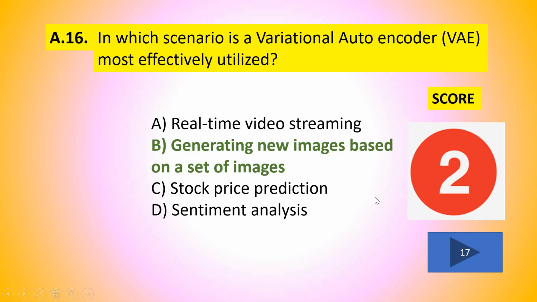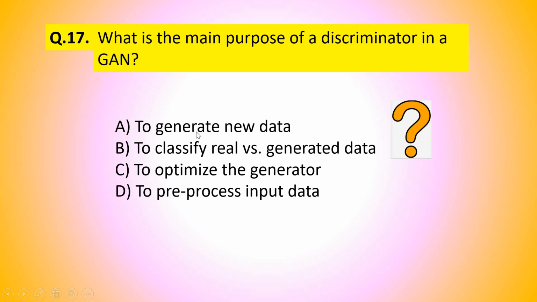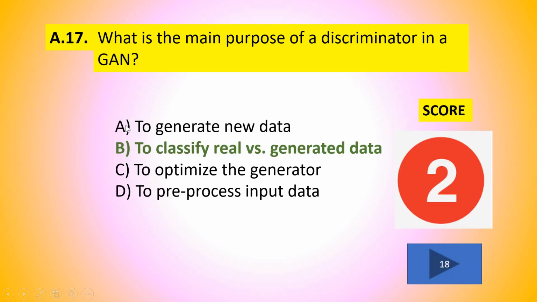Okay, now let's move to question number 17. What is the main purpose of a discriminator in a GAN? To generate new data, to classify real versus generated data, to optimize the generator, to pre-process input data. Yes, the correct answer is to classify real versus generated data. Okay, again 2 marks if your answer is correct. Keep giving yourself 2 marks for each correct answer.